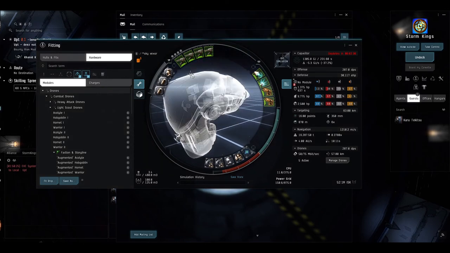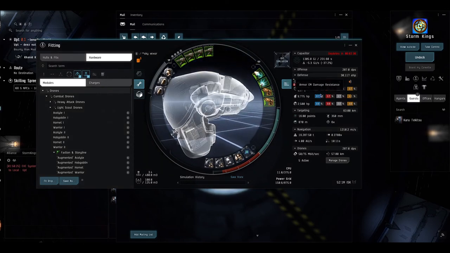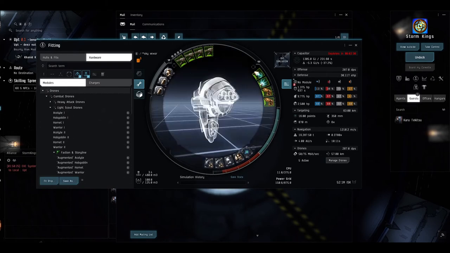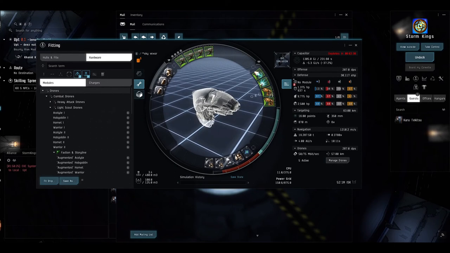So, in his case, the resists are pretty high, even though he only has a DCU and a multispec. But he put damage amps, so you're using this as a drone boat. Stay away, keep away, don't let them get close to you, is essentially what that is.